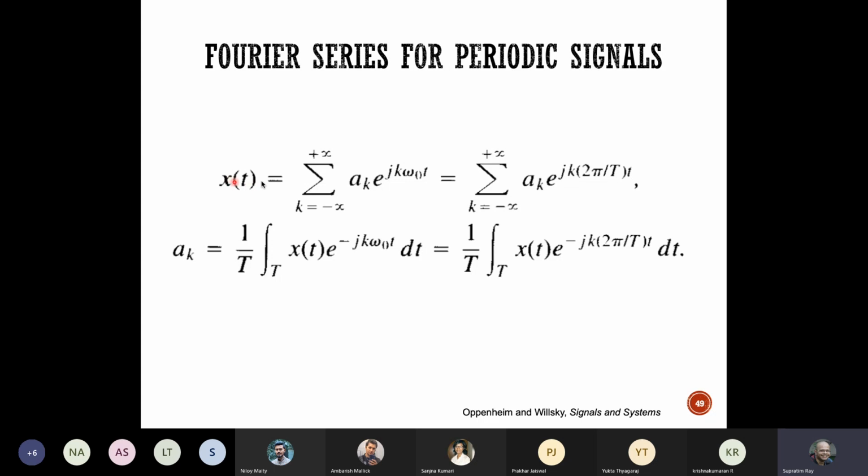If I've got any signal, I can always decompose a periodic signal. I'm always going to be able to decompose it as an infinite sum of complex exponentials like so, where the a_k's can be obtained by integrating the signal with e to the power minus j k omega naught t. Omega naught is just 2 pi by T.